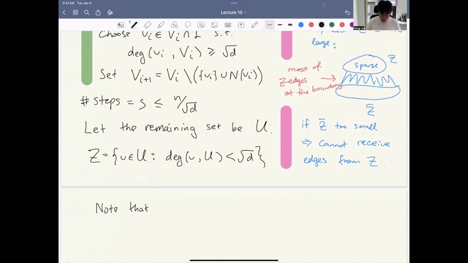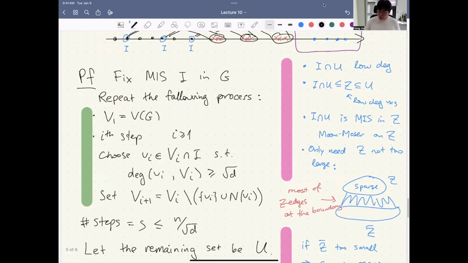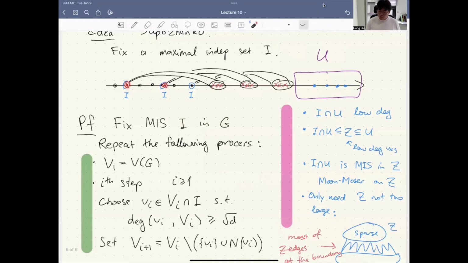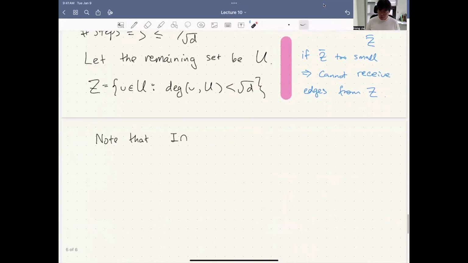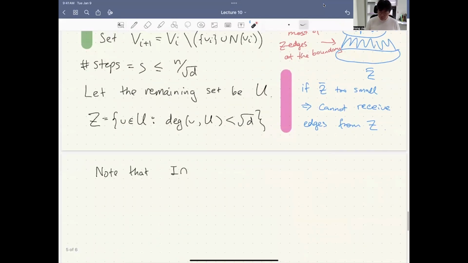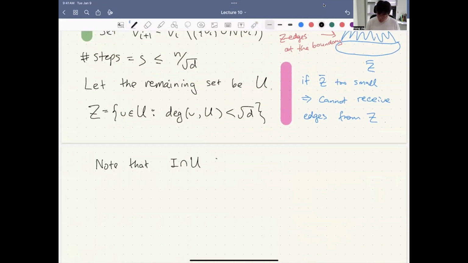Note that you see, this set where we initially removed high degree vertices is kind of like the set S in Kleitman-Winston, and the set Z is kind of like the A in Kleitman-Winston, which contains the remaining vertices of independent sets. So notice that I intersect U should be a subset of Z.